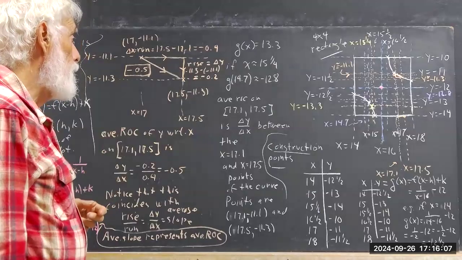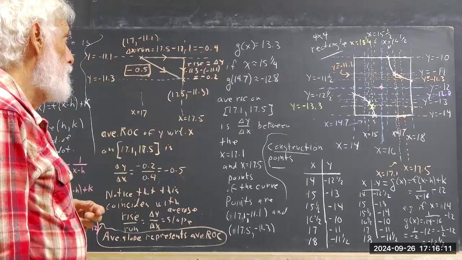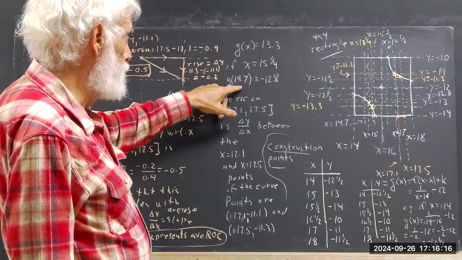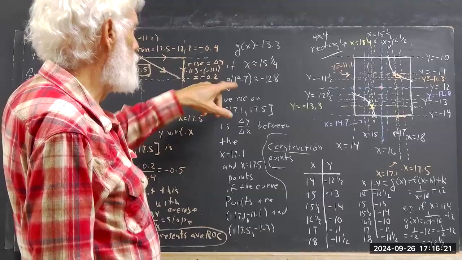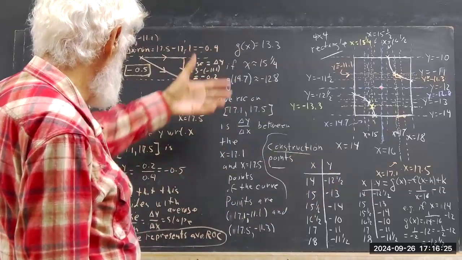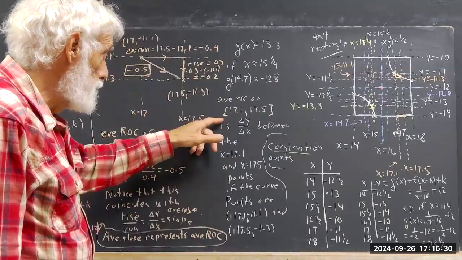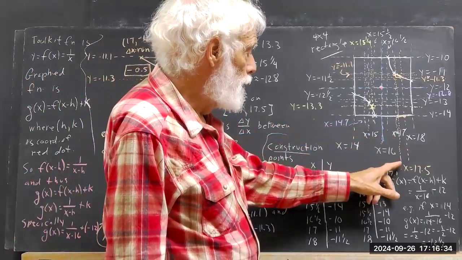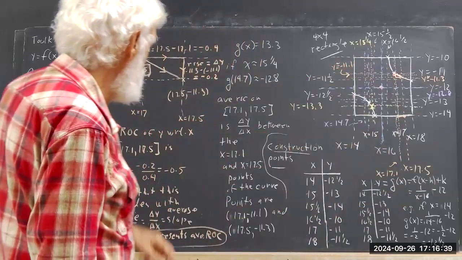Now, we verify that g of x equals 13.3 when x equals 14.5. Actually, that's our estimate, okay? And then we can verify the estimate by plugging in the formula. Average rate of change here: we need the values at these two x values. We got them here. So we have 2 points.